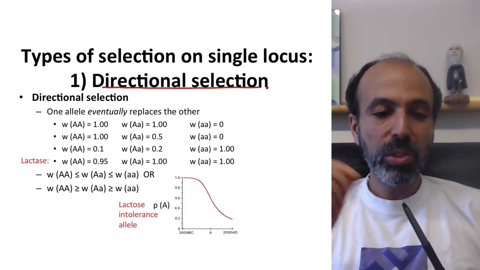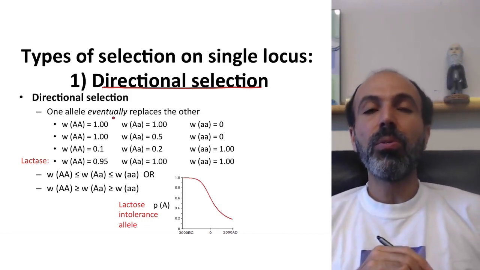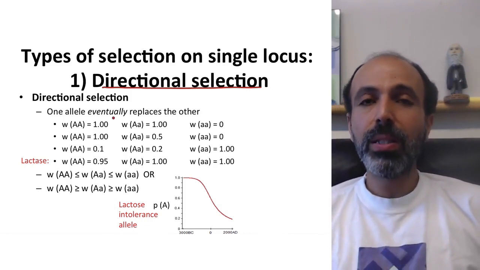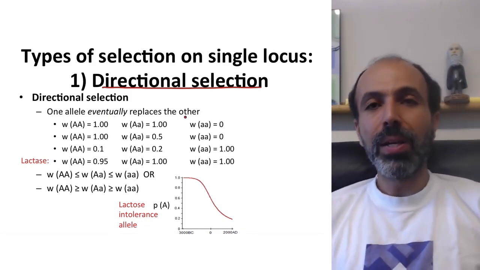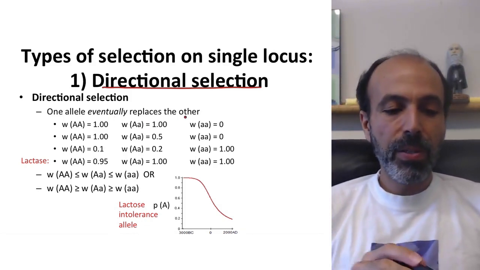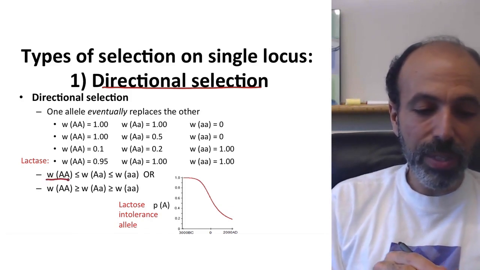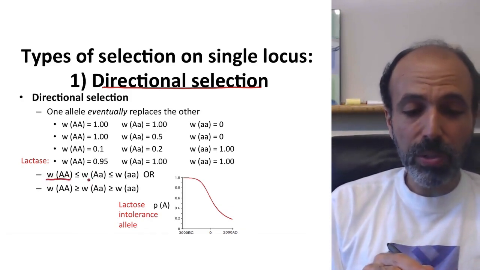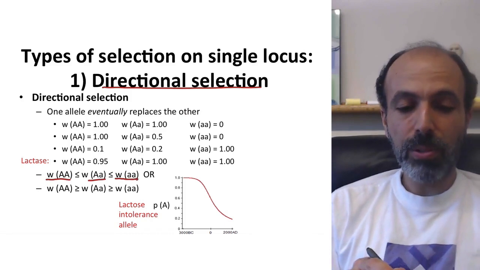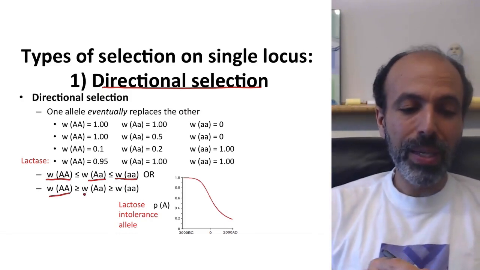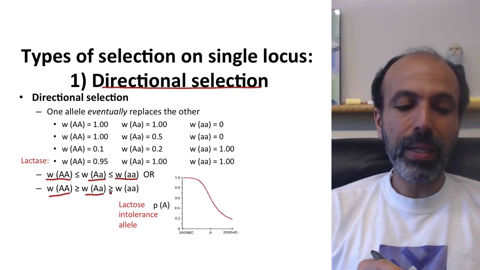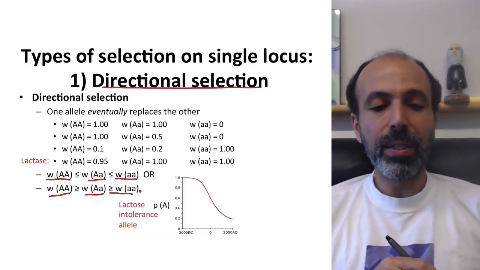In directional selection, one allele eventually replaces the other. Everybody in the population eventually, if you wait long enough, will be either big A, big A, or little a, little a. So what you have is something like this, where the fitness of big A, big A is less than or equal to the fitness of big A, little a, which is less than or equal to the fitness of little a, little a. Or the opposite, where the fitness of big A, big A is greater than or equal to the fitness of big A, little a, which is greater than or equal to the fitness of little a, little a.